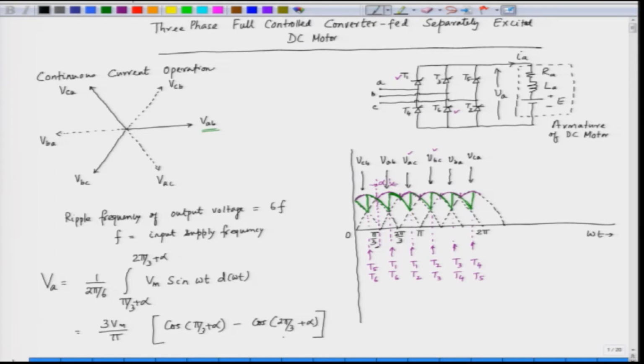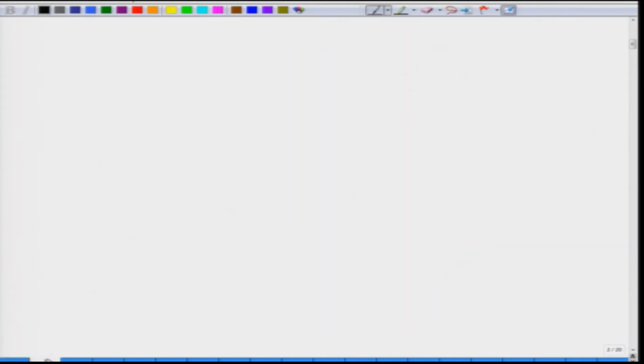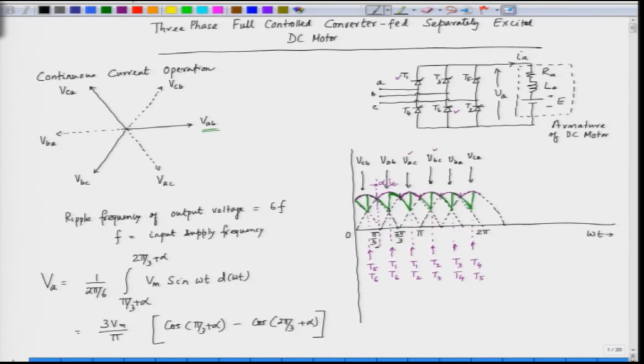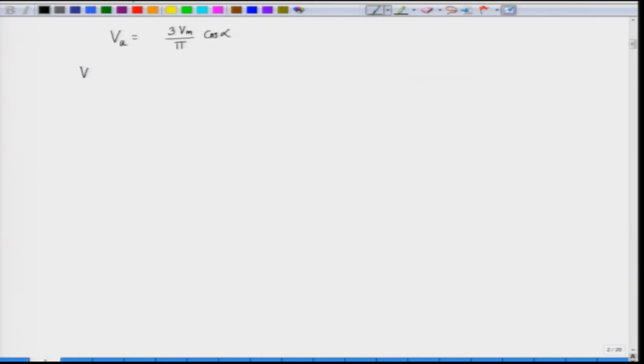If we simplify this, we will finally get the voltage in this case as follows. The voltage VA is given by 3 Vm by pi into cos alpha. So, this is the output average voltage. The output is 3 Vm by pi cos alpha. Now, what is Vm? Vm is the peak of the line voltage.